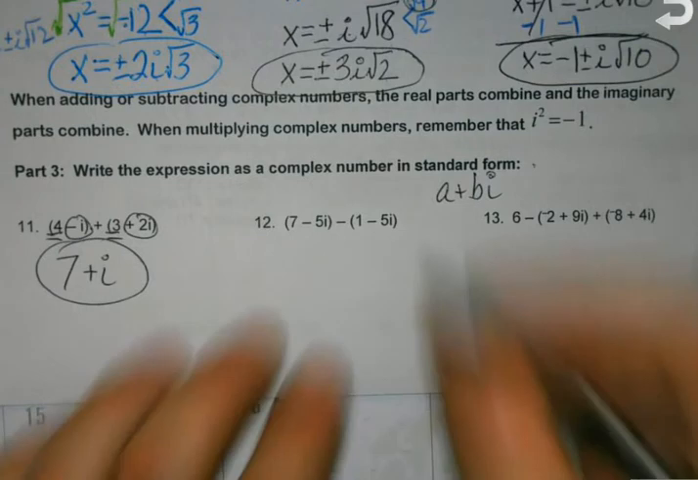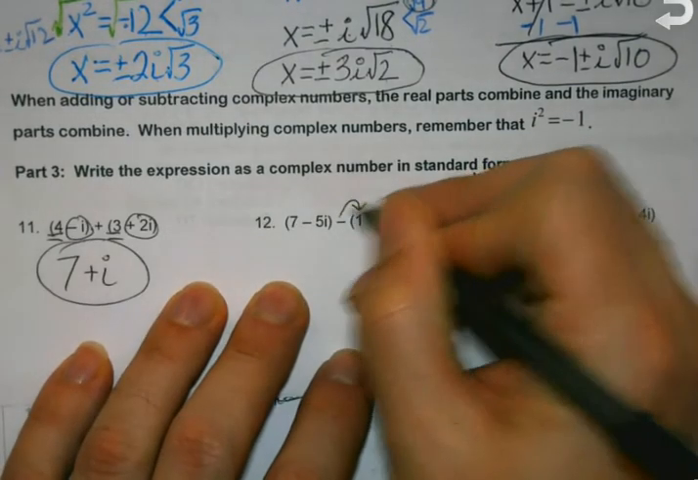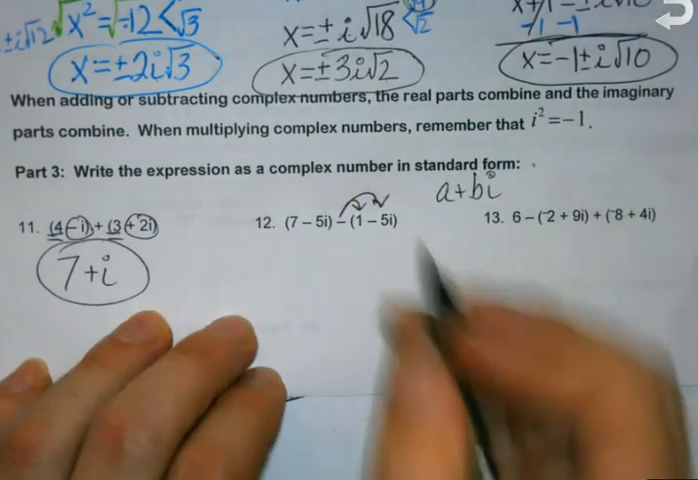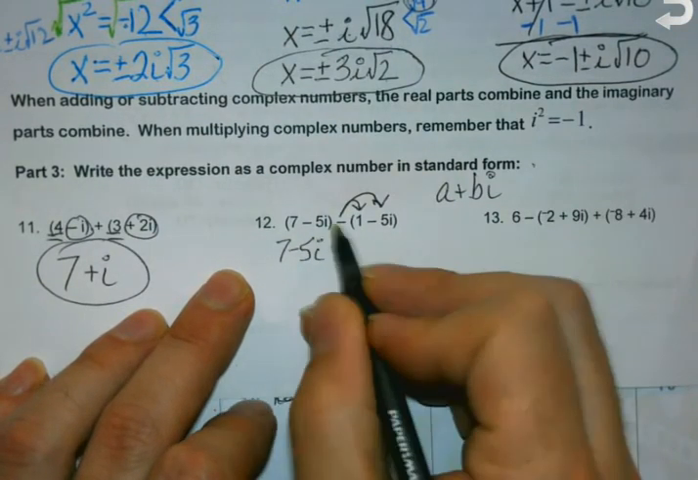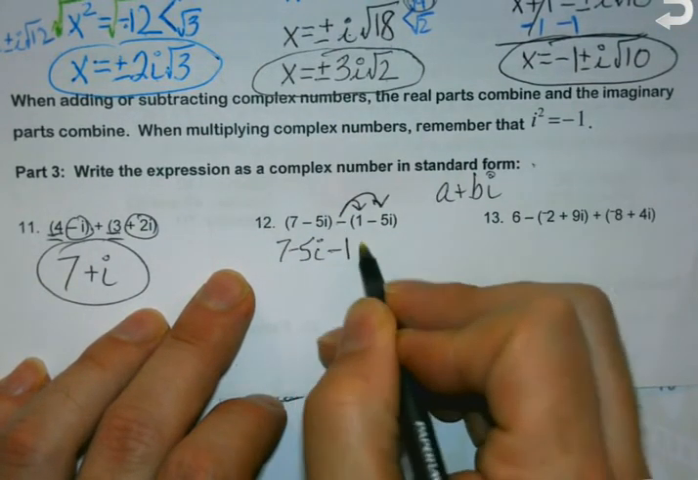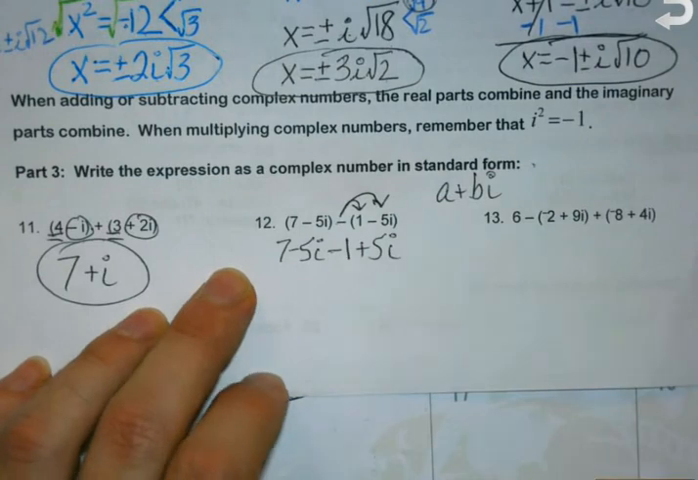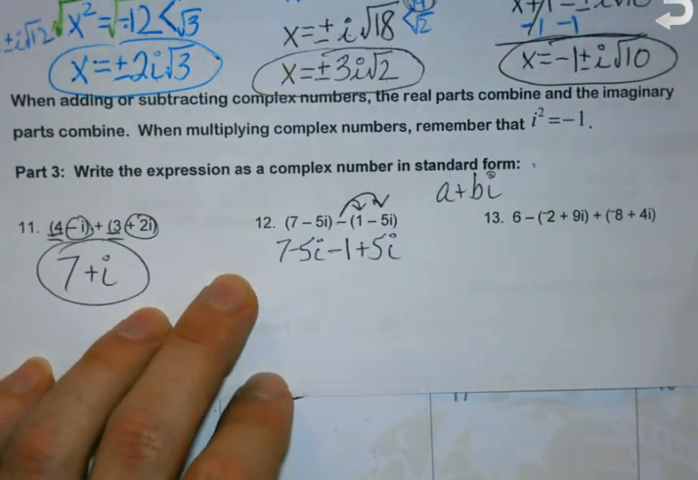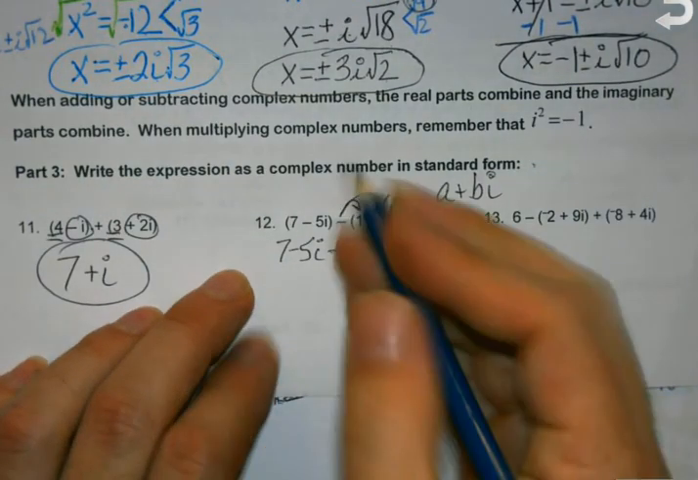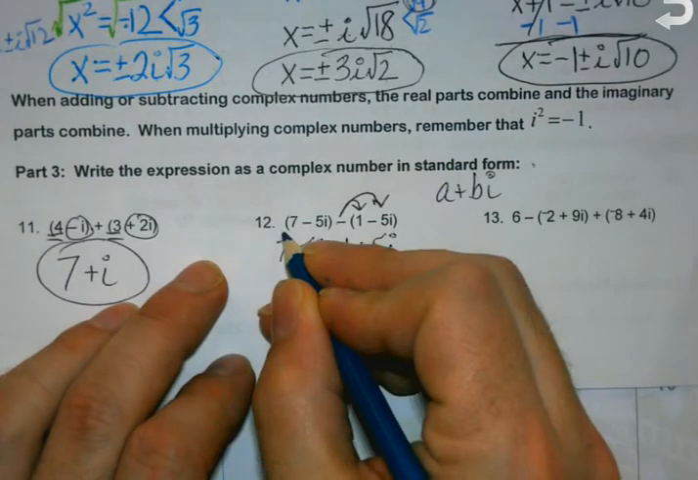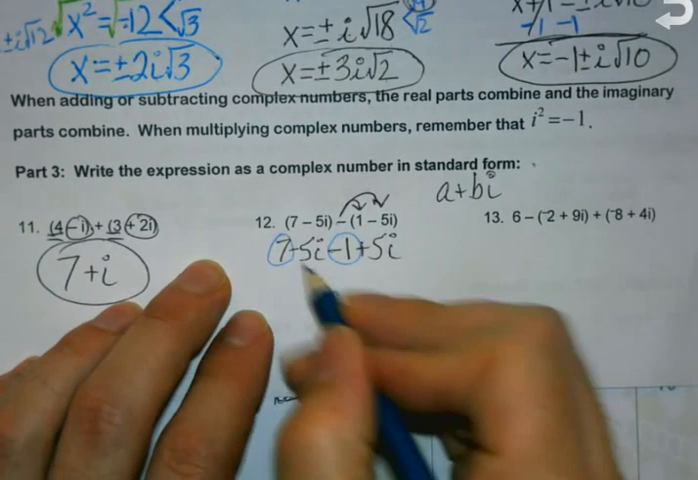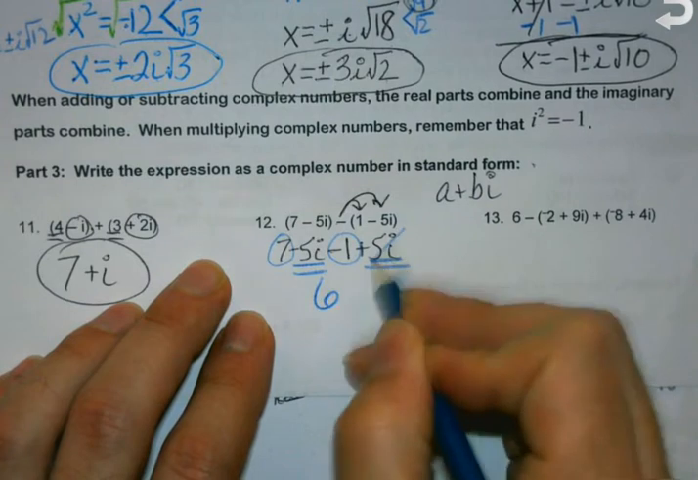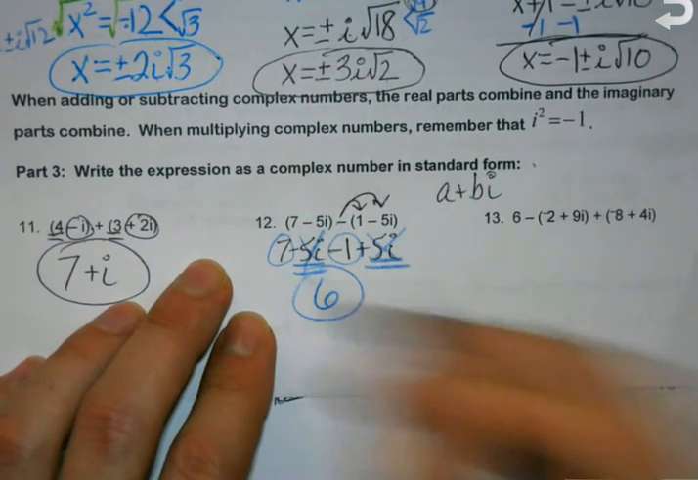The only thing we could mess up here is if we're not careful when we distribute. Nothing happens in the first set. Signs change in my second quantity, my second set of parentheses. And then again, we're just looking for things that are alike. 7 minus 1 is 6. Negative 5 plus 5 cancels, and I just end up with 6.